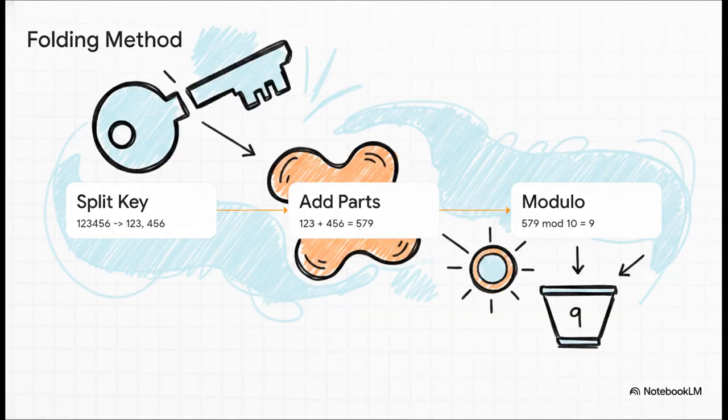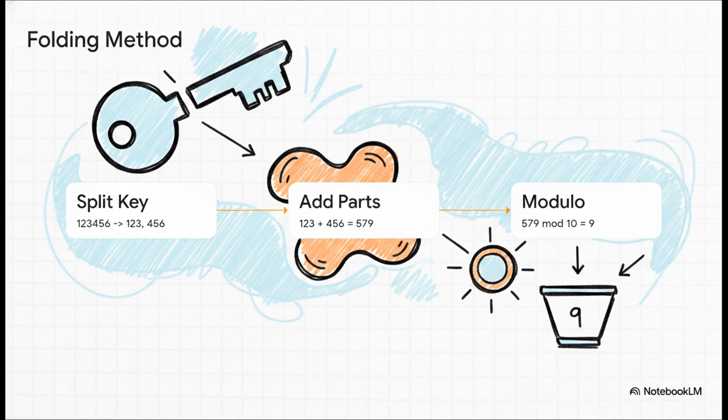Okay, but what if your key is massive? That is where the folding method shines. Say your key is 123456. You can't just crunch that without causing some serious system overhead. So step 1, split the key into chunks, like 123 and 456.